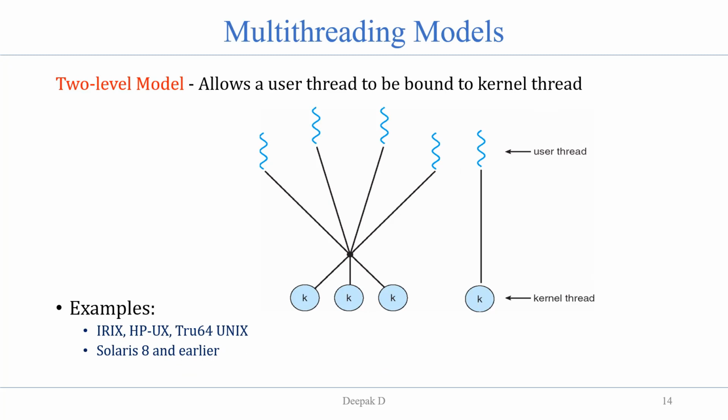The next one is a popular variation of the many-to-many model, called the two-level model. It multiplexes many user-level threads to a smaller or equal number of kernel threads, and also allows a user-level thread to be bound to a kernel thread. Some examples are IRIX, HP-UX and also Solaris 8.